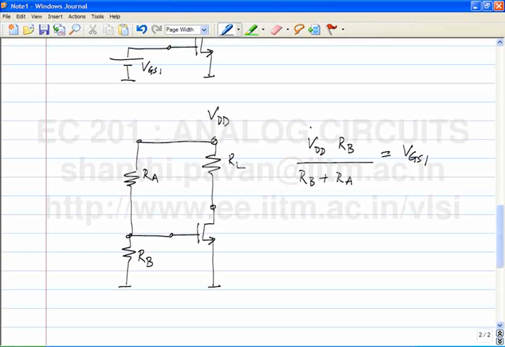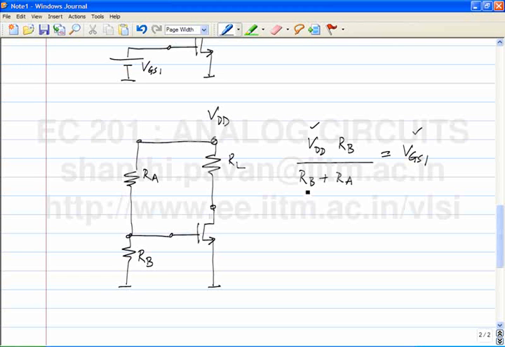VDD is known, VGS1 is known because that's what we want in the first place. So is there a unique value of RA and RB? There are any number of combinations of RA and RB. It's only the ratio that is fixed. The absolute values of RA and RB can be, at this point, anything. So this is one way in which you can set the operating point of the device, to bias it in a manner where it is in saturation.